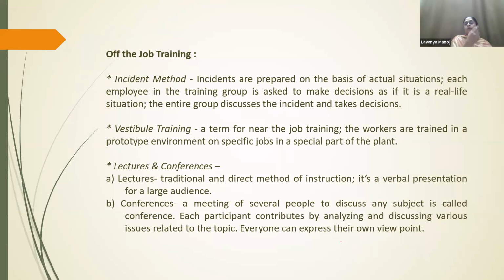During the course of the lecture, they can take notes on how things go. And after that, the new joinees get a chance to ask questions and speak their views. So this is another kind of training.